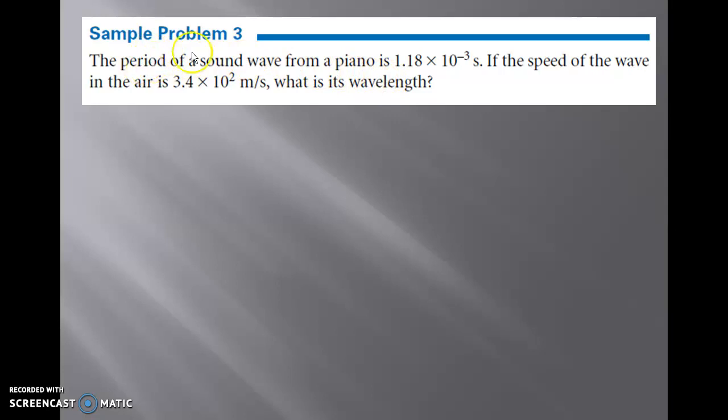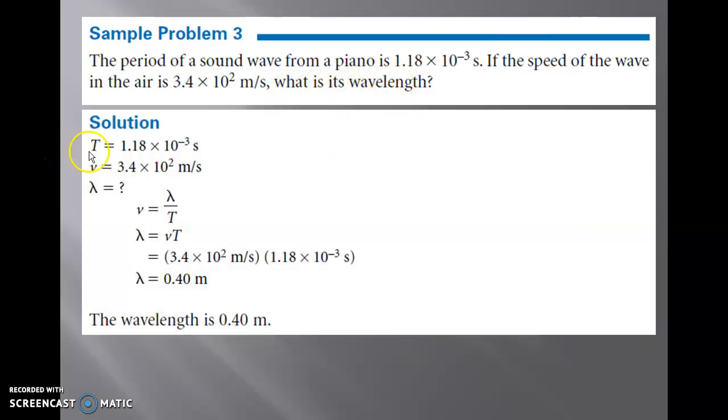So the period is 1.18 times 10 raised to the power minus 3 seconds. Seconds is the unit of period. The speed is 3.4 times 10 raised to the power 2, and meters per second is the unit of speed. What is its wavelength? So we list out the parameters. Period is this. The speed is 3.4 times 10 raised to the power 2. The wavelength, lambda, is what we are looking for.